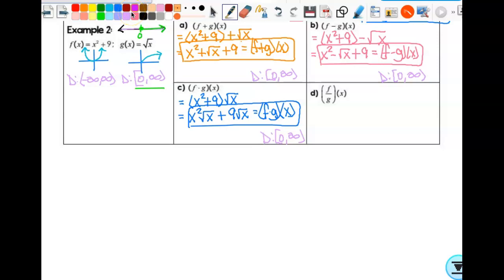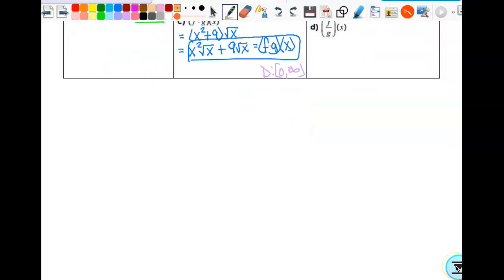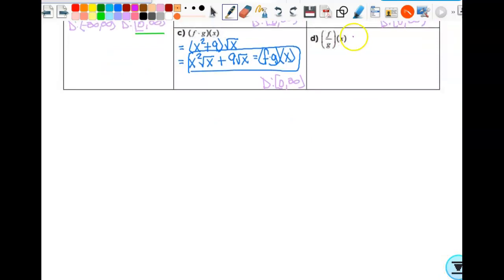Then f over g of x is going to give me x squared plus 9 over the square root of x. Are you allowed to keep a square root in the denominator? No. That is totally illegal. So we have to rationalize the denominator. So multiply by the square root of x over the square root of x.